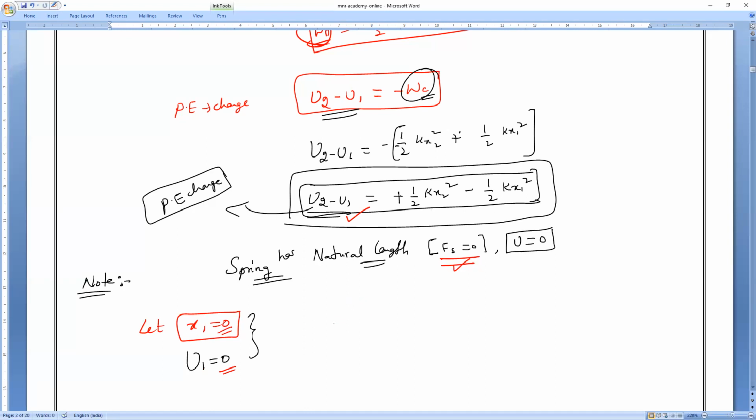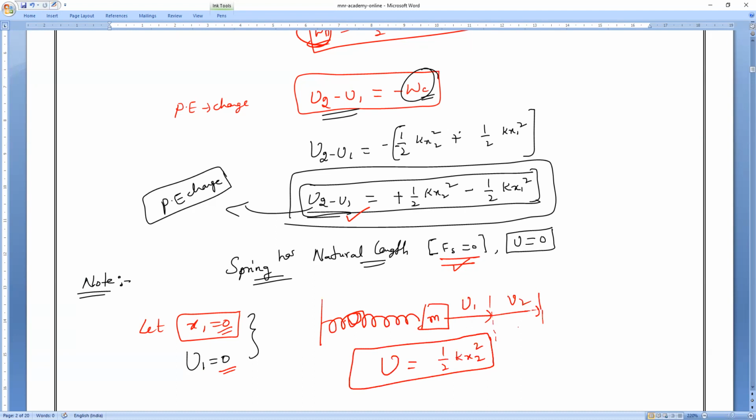Now if you observe very carefully, let me take a spring with a load attached. Please listen very carefully. It has traveled to V1, and after that it has traveled to V2. We all know that the potential energy is equal to half k x squared, or rather half k x2 squared. Am I right, guys?